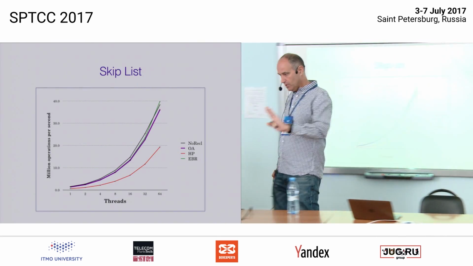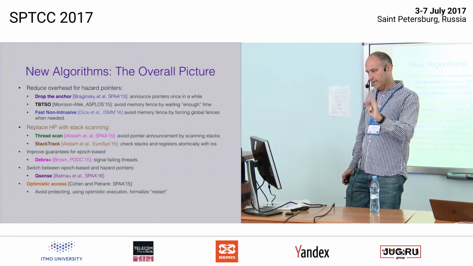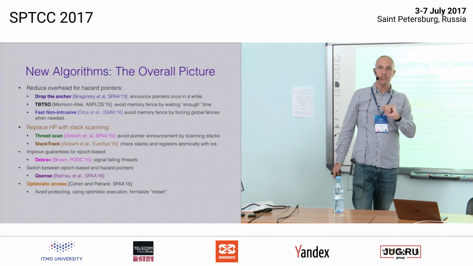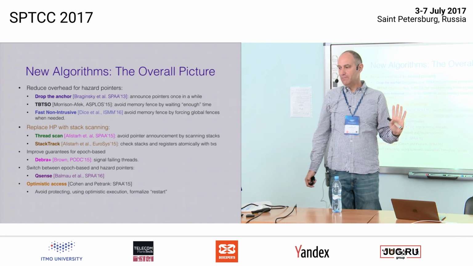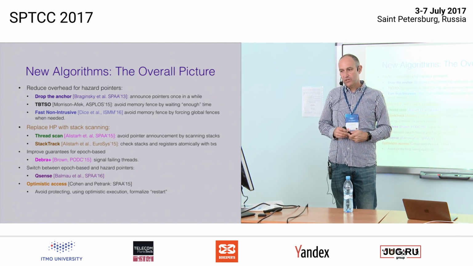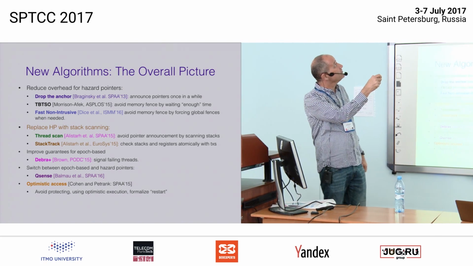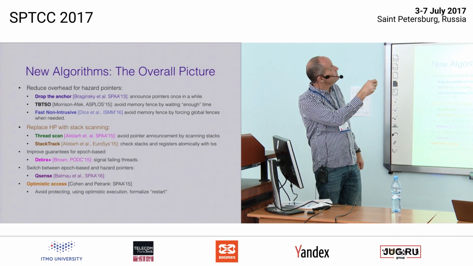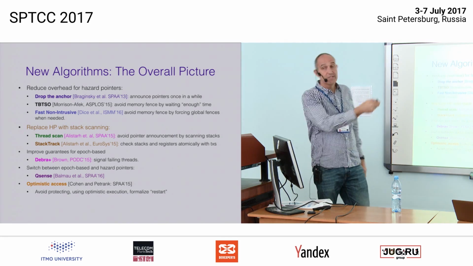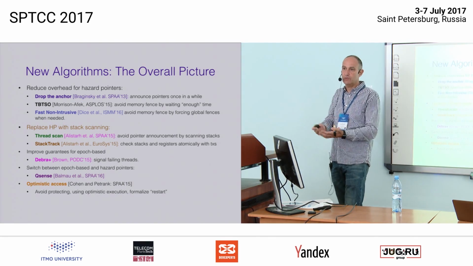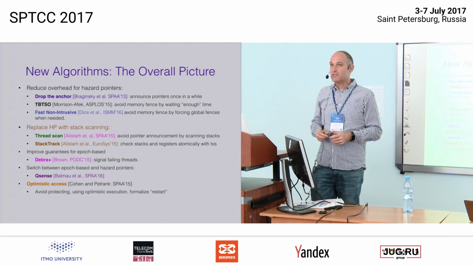And I'm going to jump over all of these. Okay, and I'm going to finish here because I want to finish this first part, the manual reclamation. So this is the overall picture. There are papers trying to reduce the overhead for hazard pointers. There are papers that are trying to improve epoch-based. And there is this optimistic access that I just talked about that is not related to these two methods. Questions?